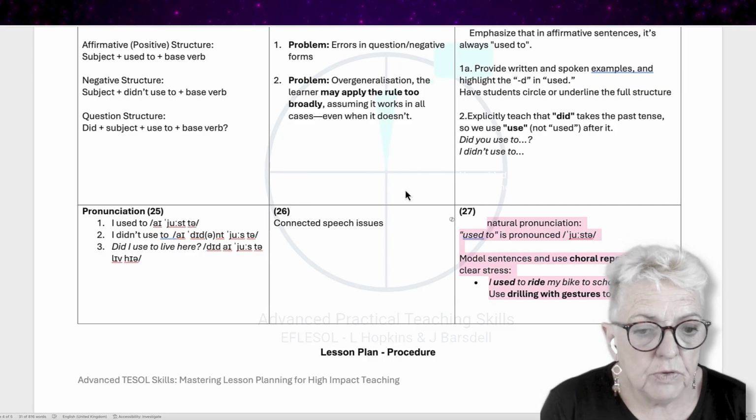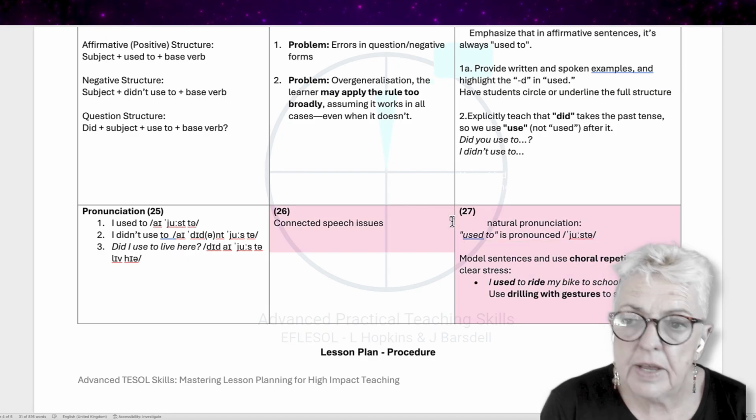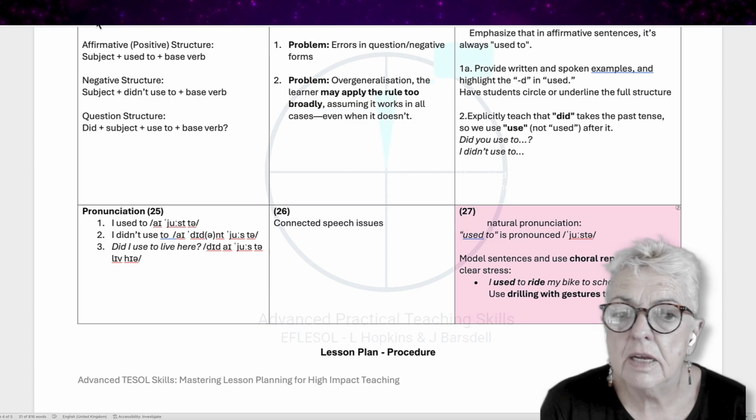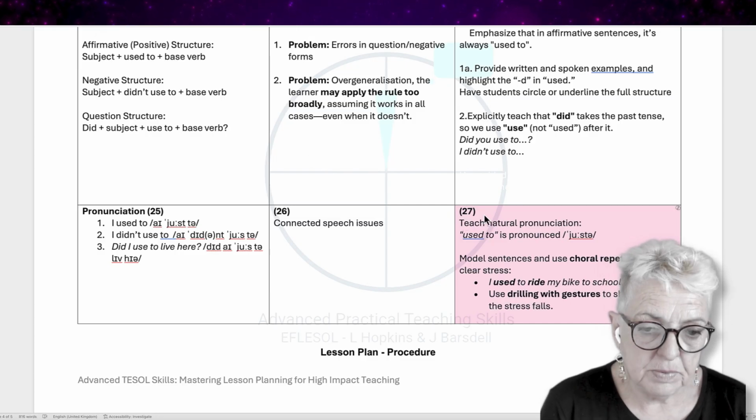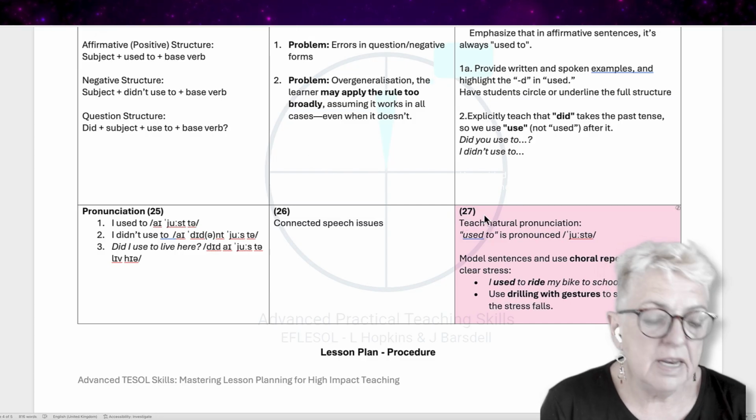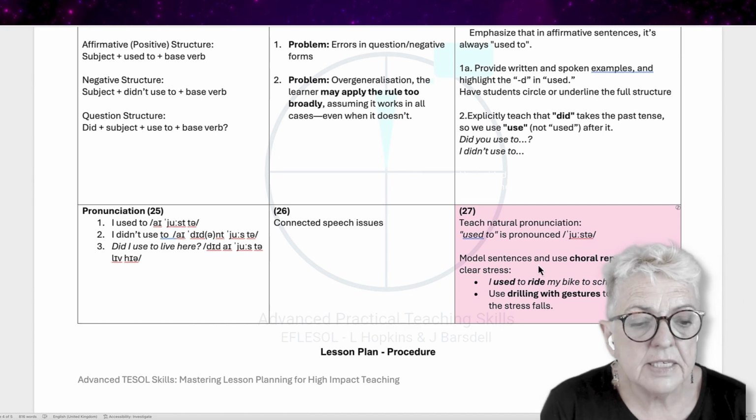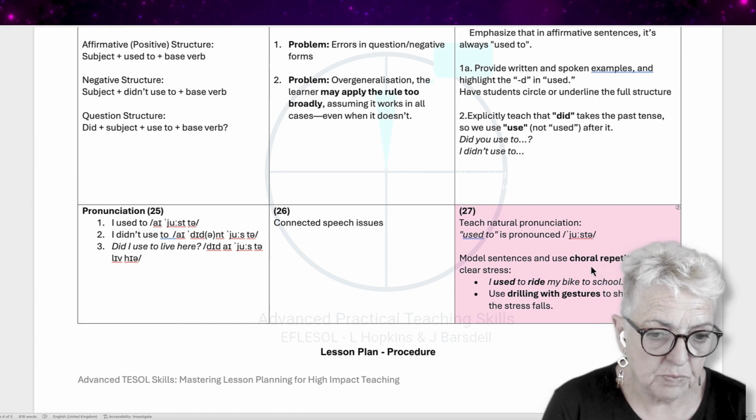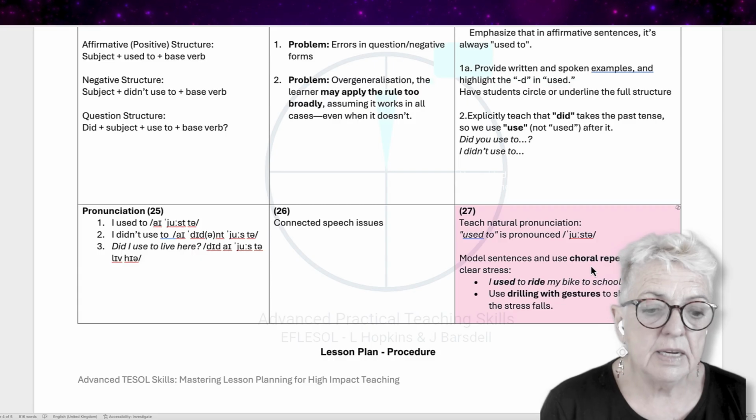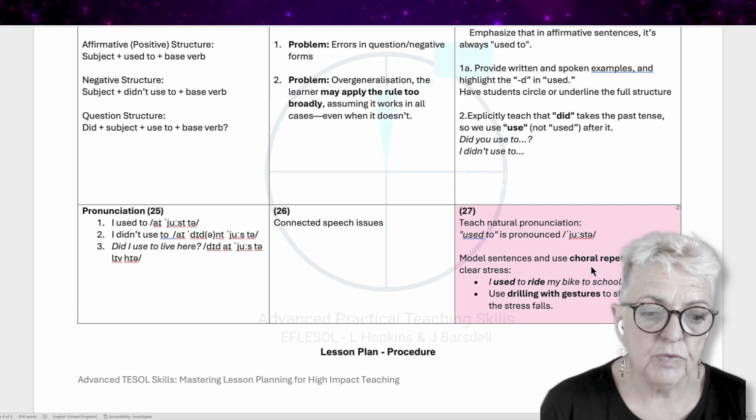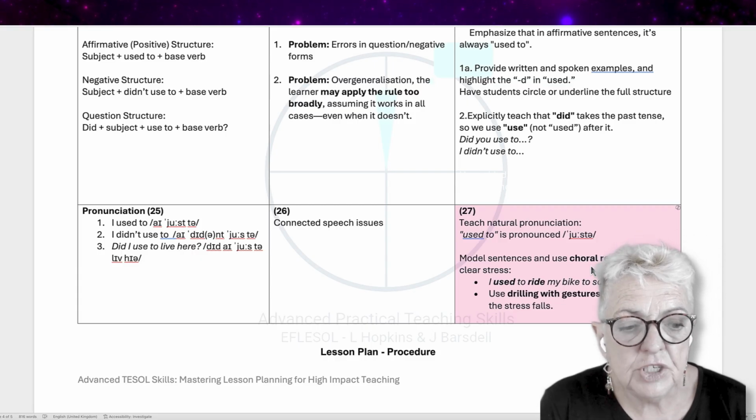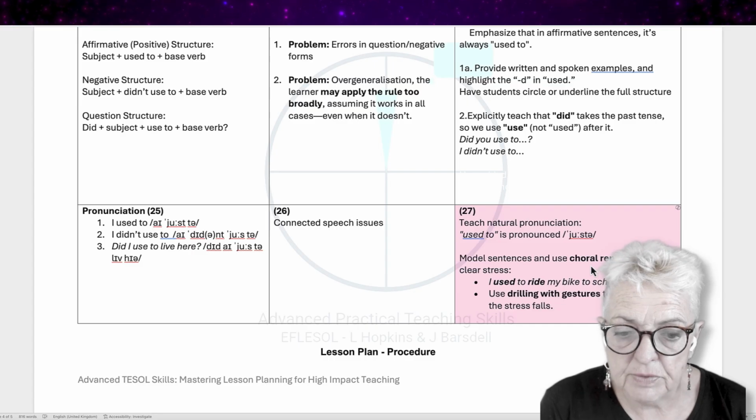So, drill for natural pronunciation. Have I got that there? Yeah. Teach natural pronunciation. I used to live in. Model sentences and use choral repetition with clear stress. I used to ride my bike to school. Use drilling with gestures to show where the stress falls.